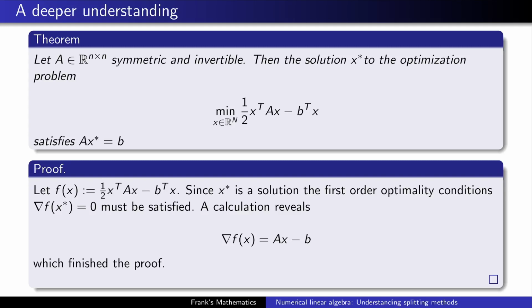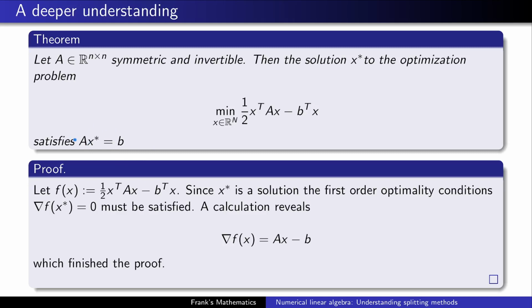So the trick is to find a suitable P such that the residuum goes to 0. Before we start with some specific examples of how to choose the matrix P, let's get a deeper understanding of what's actually going on here. So for the following theorem, we assume that A is a symmetric and invertible matrix. Then we know that the solution x star to the optimization problem, where we minimize one half x transposed A x minus b transposed x, which is a real number, satisfies A x star equals b. So this is the system we're looking at, for which we want to find a solution.